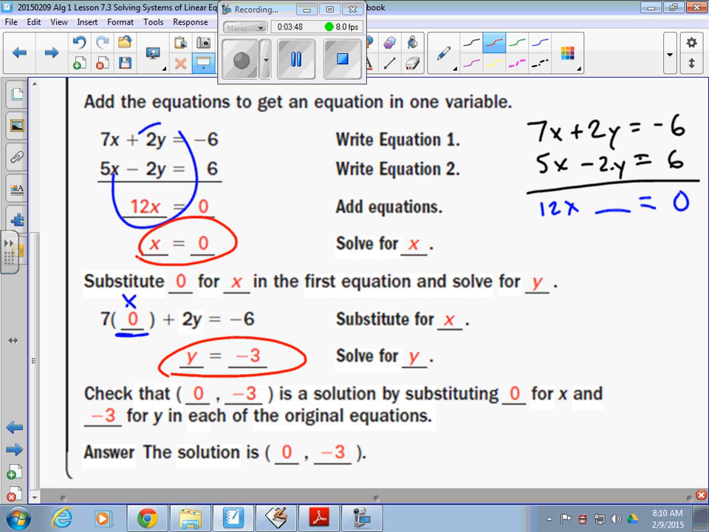It says to check to see if 0, negative 3 works. Plug it into both equations. 0 times 7 is 0. 2 times negative 3 is negative 6. The top equation, negative 6, is equal to negative 6. Same thing with the bottom equation. 5 times 0, again, 0. Negative 2 times negative 3, a negative times a negative is a positive. 6 is equal to 6. It works with the second equation as well. So the solution is 0, negative 3.